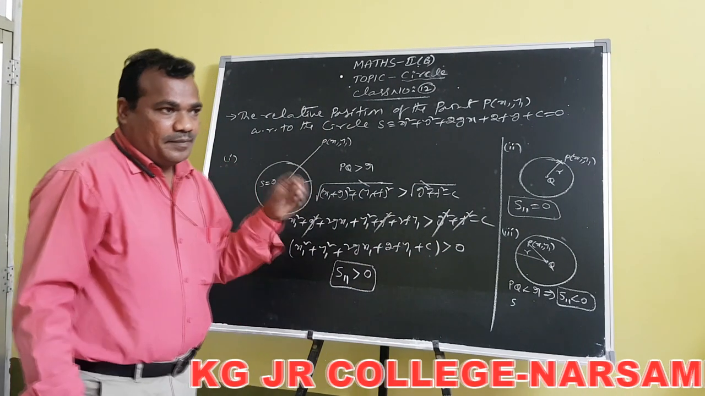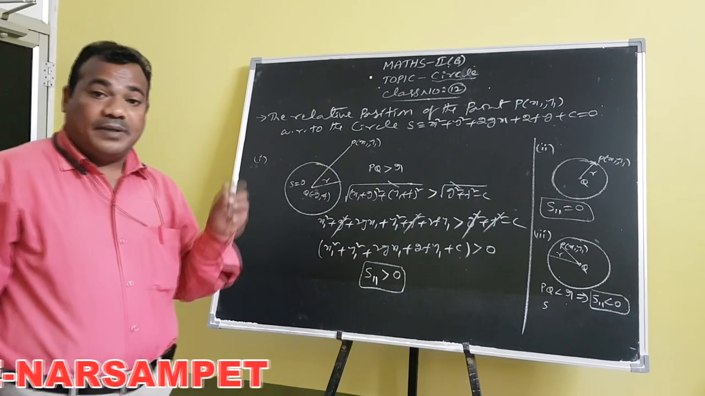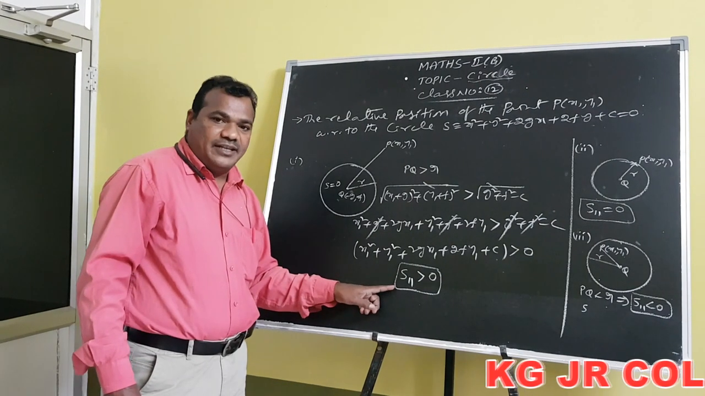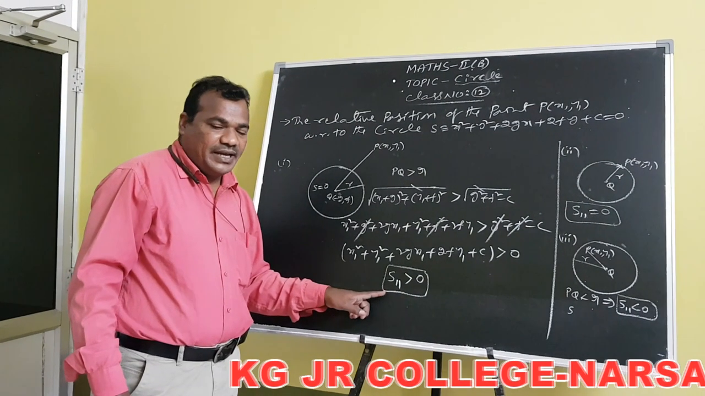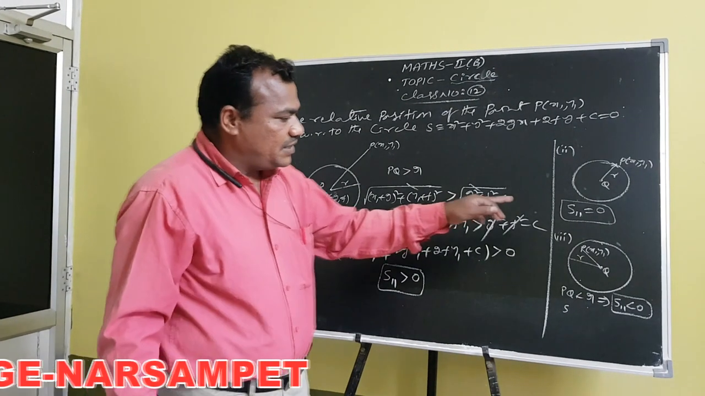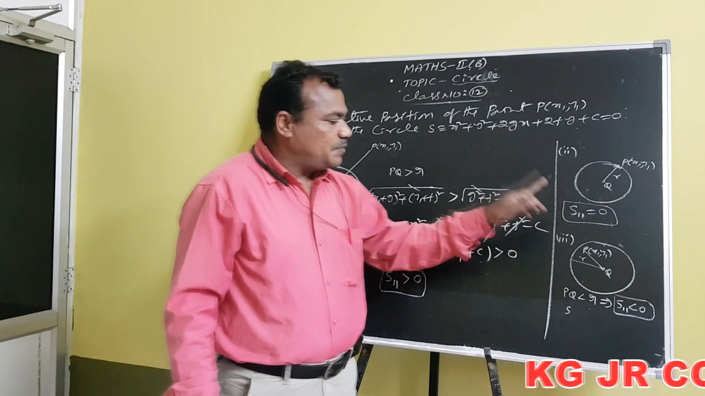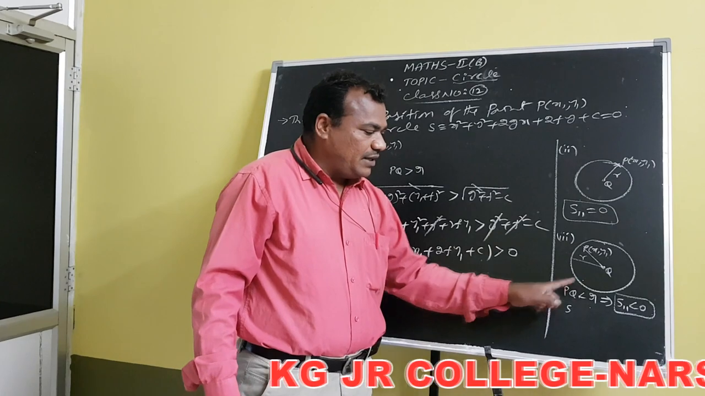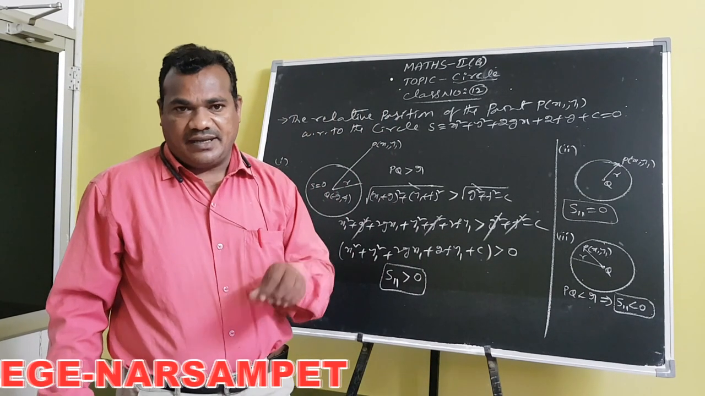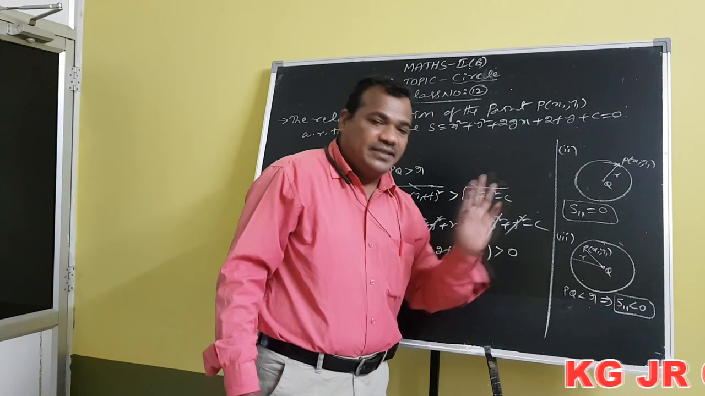So, the position of the point with respect to the circle and the power of the point with respect to the circle: if S11 is greater than 0, the position is exterior and its power is positive. If S11 is equal to 0, the point lies on the circle and its power is 0. If S11 is less than 0, the point lies interior to the circle and its power is negative.